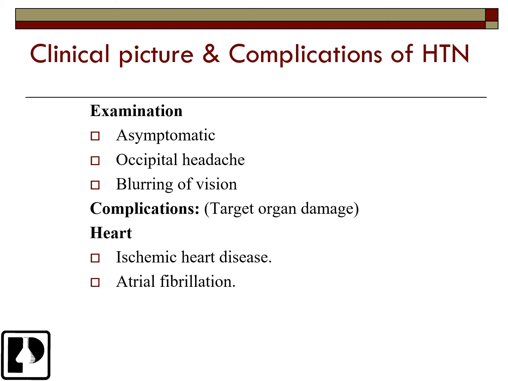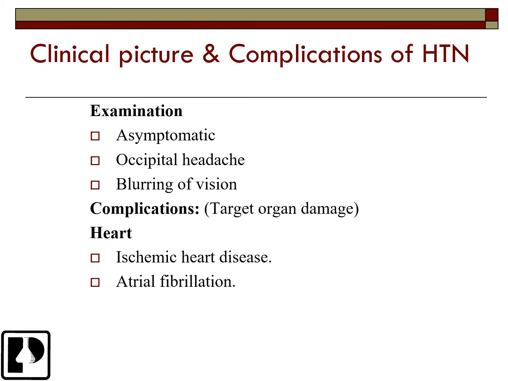What are the complications? The complication is target organ damage. We call hypertension the silent killer because it can damage any organ in the body. When the target organ is damaged, the complication is reached, and when the complication occurs, it is so difficult to correct afterwards. For example, in the heart, hypertension leads to ischemic heart disease.